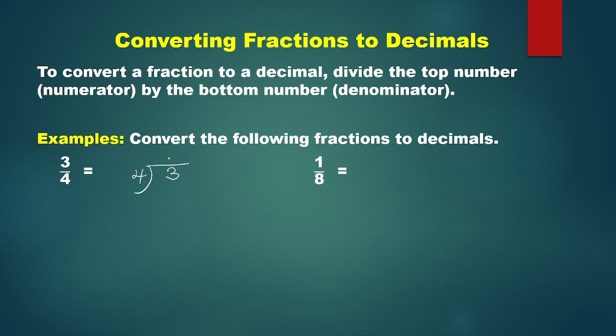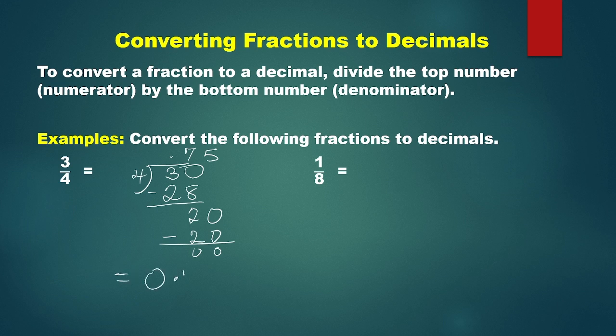So I'll put my point on top of the 3 and I'll add a 0 to the 3. 30 divided by 4 is 7. And 7 times 4 is 28. If I subtract, I will have a 2 as an answer. Then I can add another 0 to the 2, but I don't need to put the decimal point at the top again. 20 divided by 4 now is 5. 5 times 4 is 20. If I subtract, now I have 0. It means that 3 over 4 is just simply 0.75. Let's take another example.